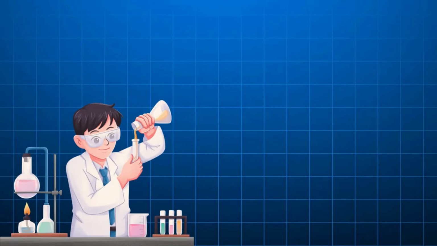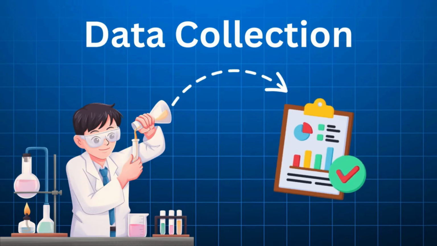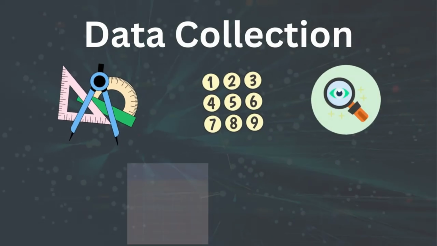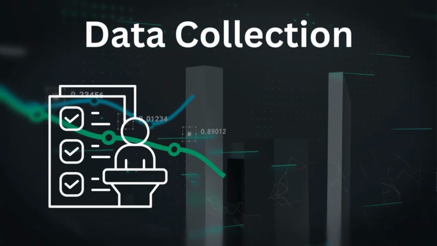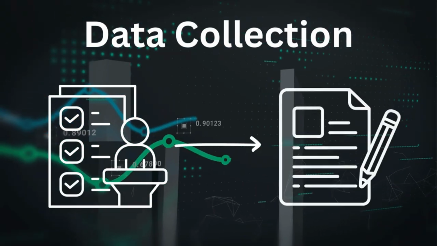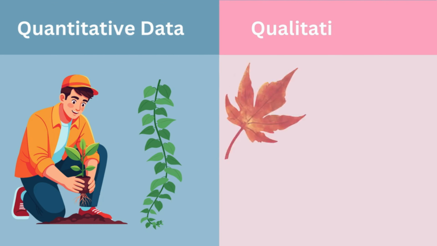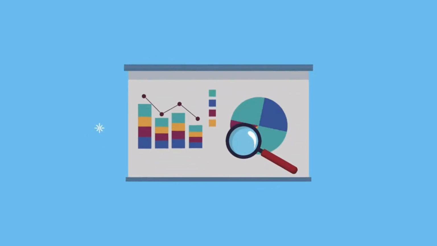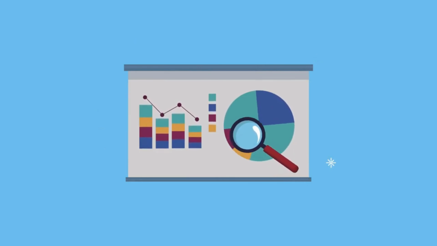After performing the experiment, scientists carefully record the results. This step is called data collection. Data may be collected in the form of measurements, numbers, observations, tables, or graphs. Accurate data collection is essential because scientific conclusions depend entirely on reliable data. Data can be quantitative, such as measuring plant height or counting leaves, or qualitative, such as noting changes in color or appearance. Scientists record all data honestly without altering or ignoring results, even if they do not support the hypothesis.